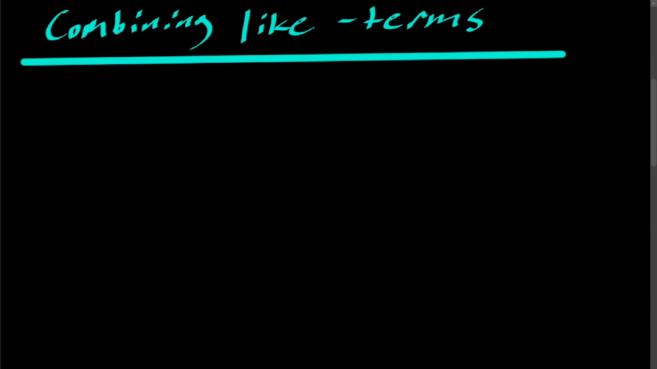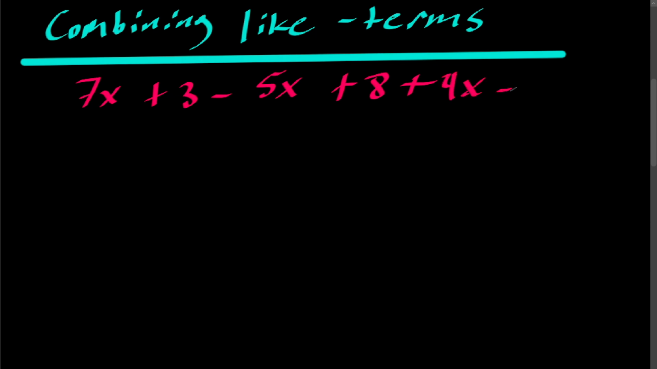In this video we're going to look at combining like terms. First, let's get an idea of how to identify a few things in an expression: 7x plus 3x minus 5x plus 8 plus 4x minus 1. What we want to do is identify a couple of things. Let's start with a variable term.